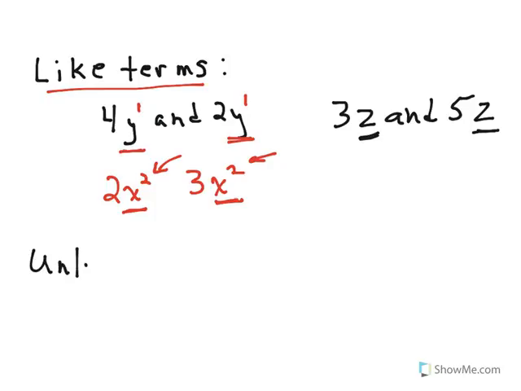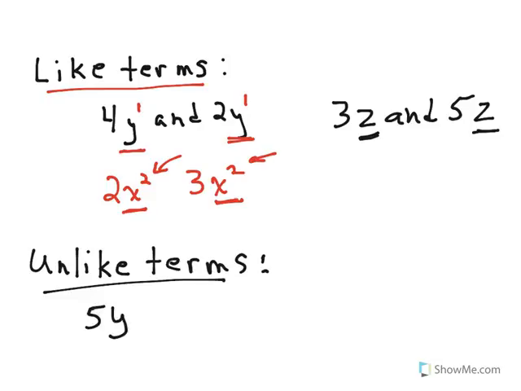Unlike terms do not have the same variable or the same exponent on those variables. For example, unlike terms might be 5y and 6y to the second power. Even though they have the same variable, the first one has an exponent of 1 and the second one has an exponent of 2. They are unlike terms. We can add and subtract like terms, but we cannot add and subtract unlike terms.